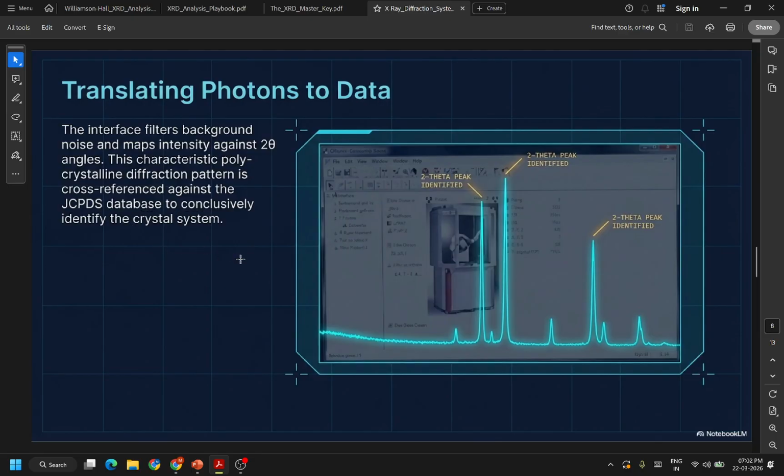JCPDS is a company which maintains a database of structured data of all the different materials. By cross referencing your measured output to the standard, you can exactly get which crystal system your material has, and you can also identify your material on this basis, if it's an unknown material.